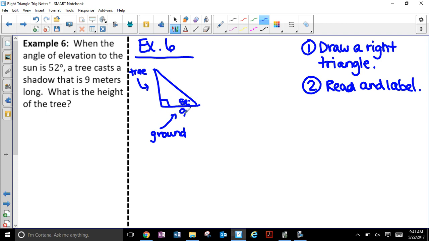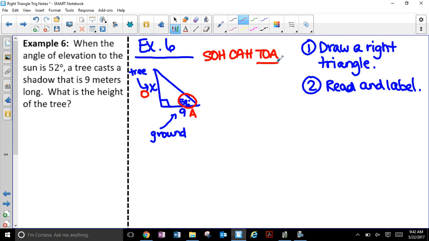And then what's the height of the tree? So we want to know how tall the tree is. So that is your X. So whatever they want you to find, I recommend you make that an X. Okay, now we have to decide by SOHCAHTOA which one we're going to use and then write our equation and solve. So with respect to this angle 52 degrees, X is the opposite leg, 9 is the adjacent leg. So then that's going to be tangent.